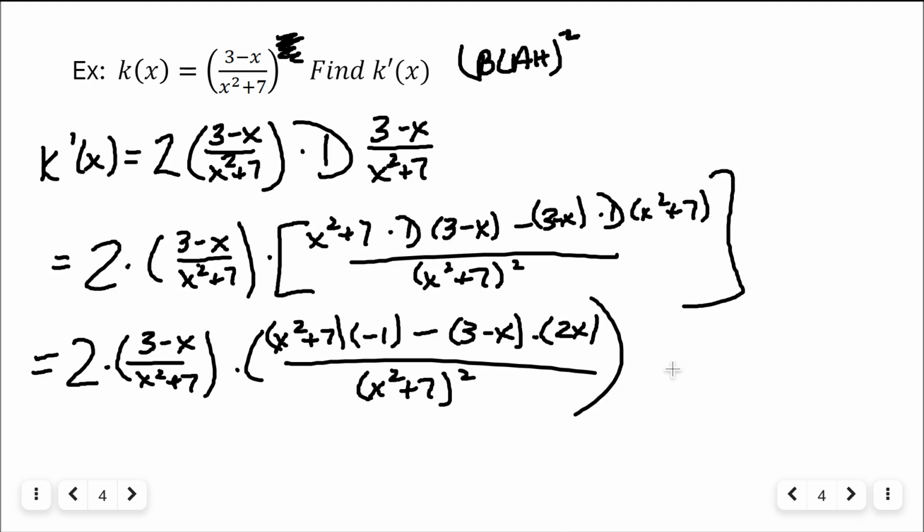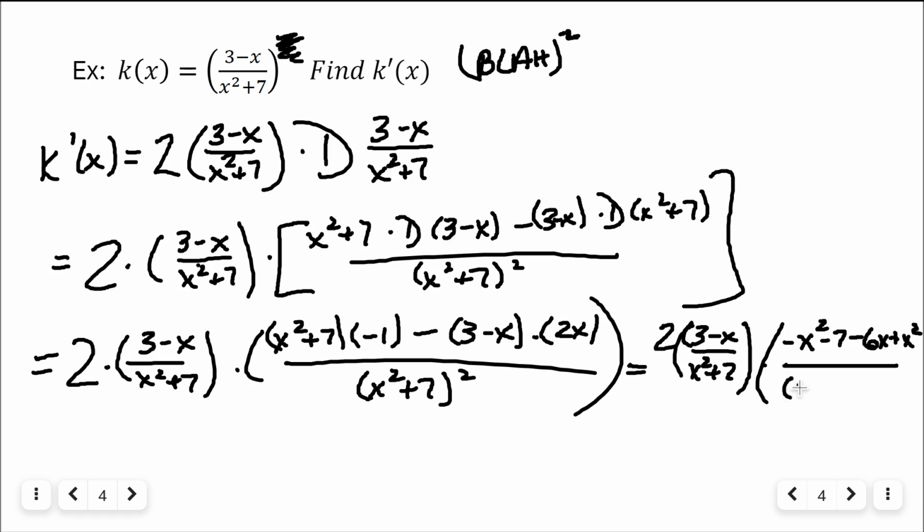All right, now we can clean this up a little bit, I guess. You could distribute the negative 1, distribute the 2x. I don't know how much room I'm going to have. We'll give it a shot, though. So we got 2 times 3 minus x. I'll save that for the end, over x squared plus 7 times, all right, that's going to give me negative x squared minus 7 minus 6x plus x squared over x squared plus 7 squared. Yeah, right, because it's negative 2x times both of these.